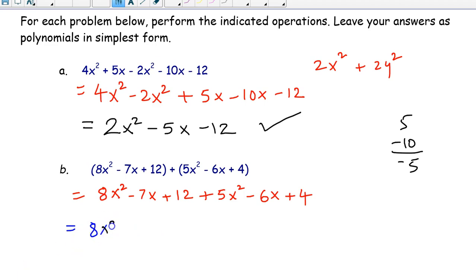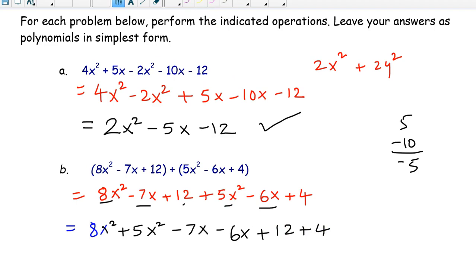We have 8x squared plus 5x squared, those two are the like terms. I'm done with these two. Then I'll write down negative 7x and minus 6x plus 12. These two are done. Last, constant terms. 12 is a constant and 4 is a constant. So 12 plus 4.